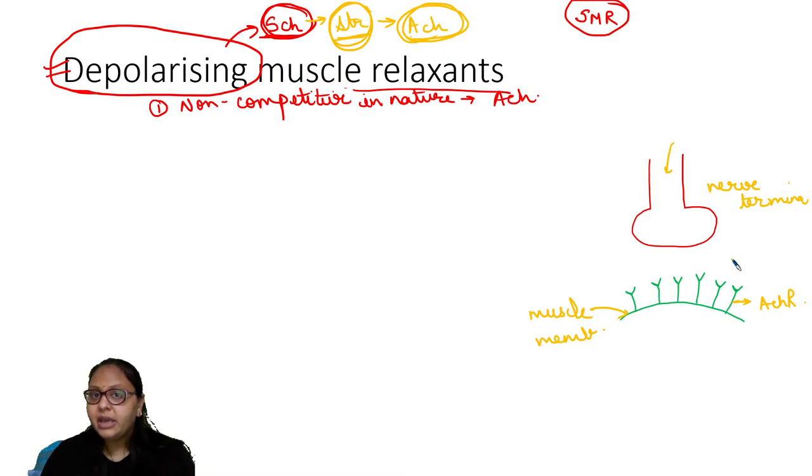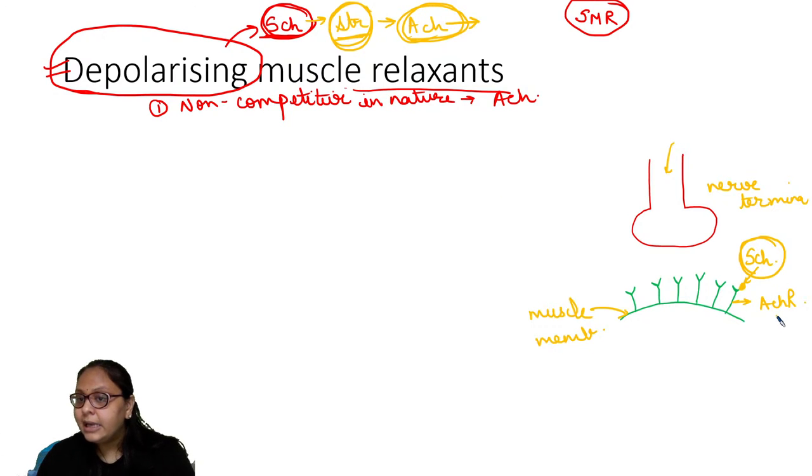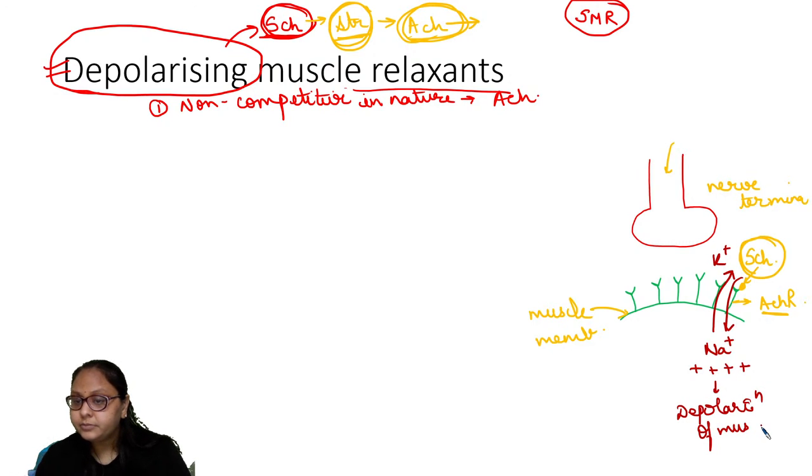So when we are giving succinylcholine, it binds to the acetylcholine receptor. Now, as the structure of succinylcholine is the same as acetylcholine, so kya hoga? Jab ye acetylcholine receptor se bind karega, to kya hoga? It will cause a structural change in the acetylcholine receptor. Uske wajah se there will be influx of sodium, right? And there will be efflux of potassium. Now influx of sodium ho raha hai, to idhar kya hoga? There will be positive charge, and that will cause depolarization of the muscle membrane.